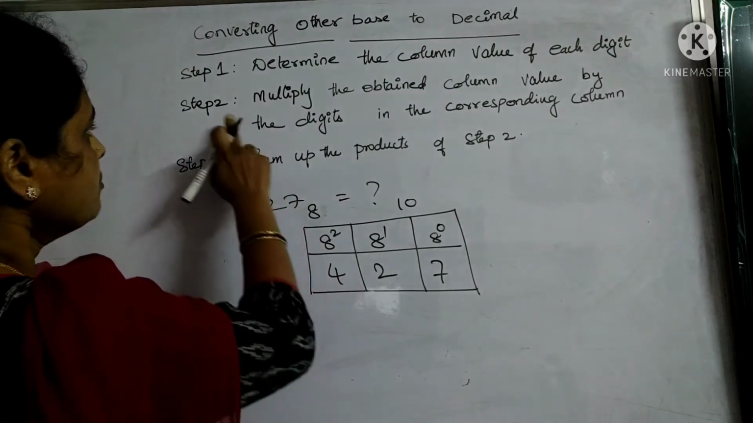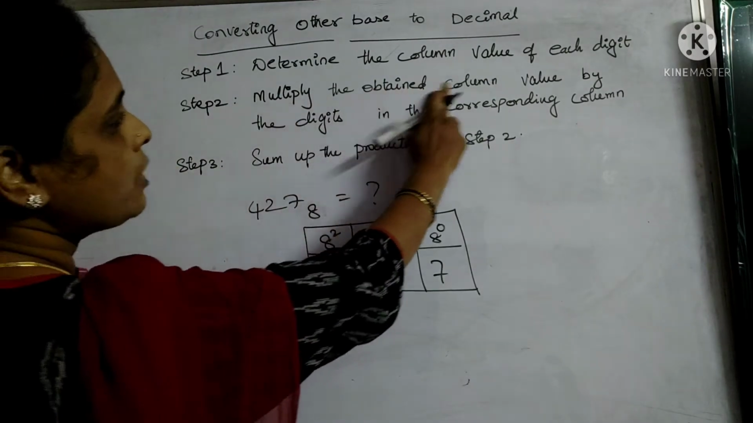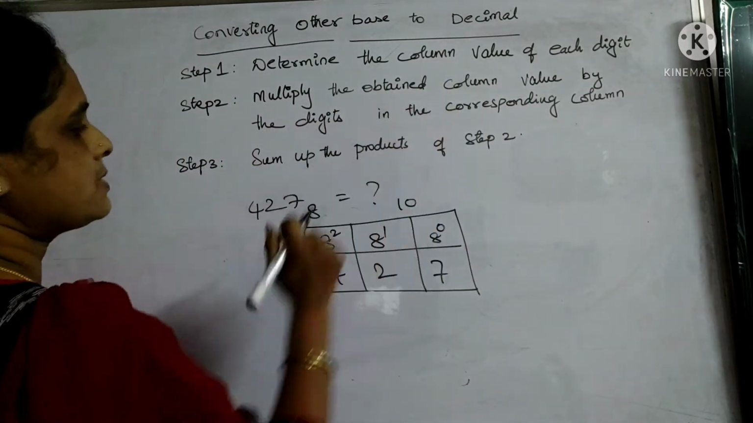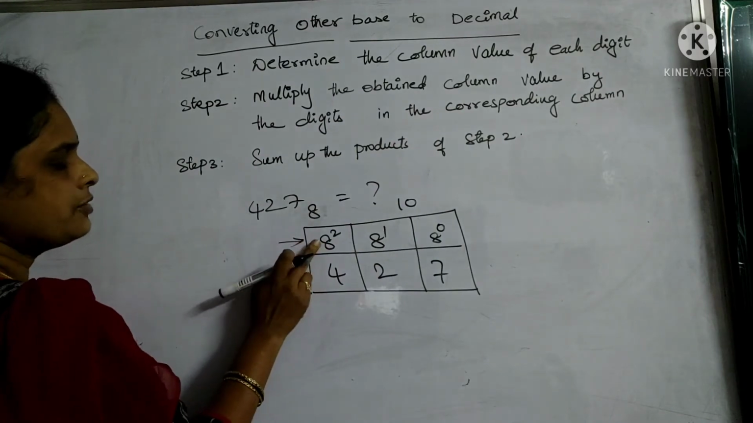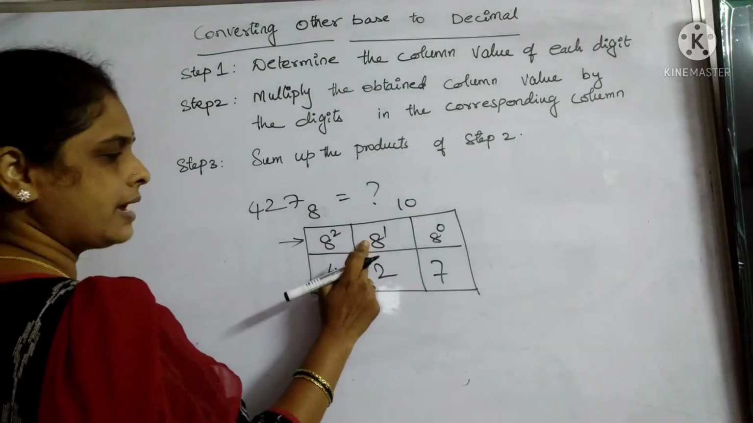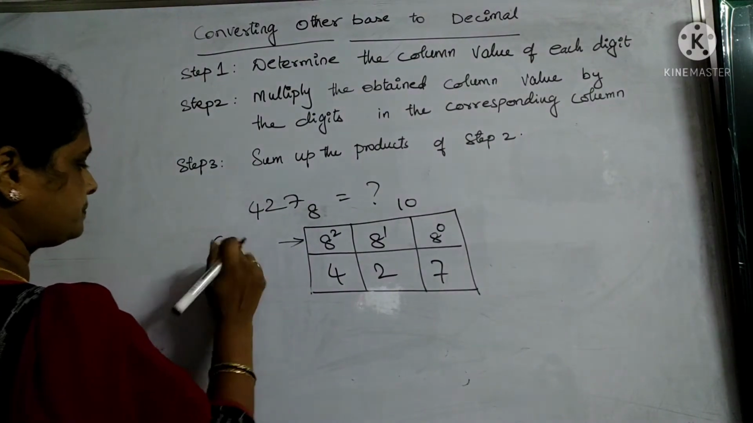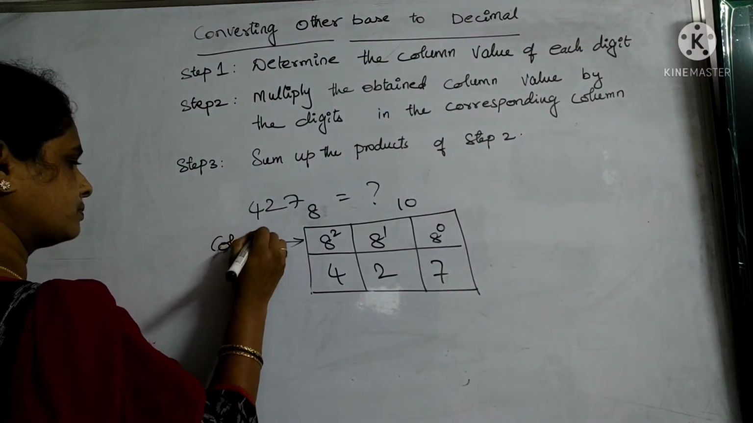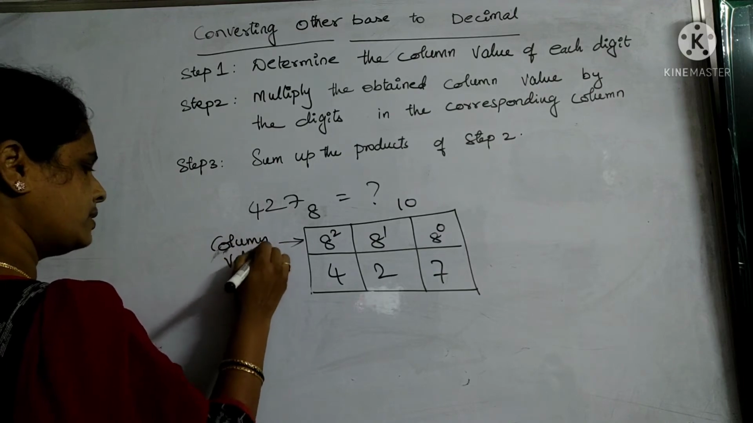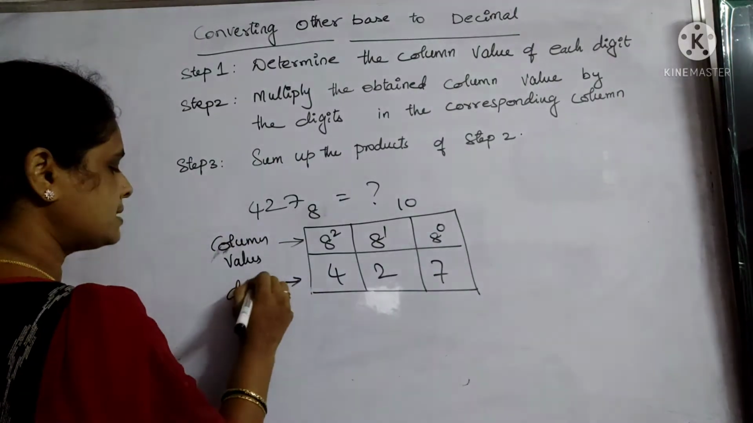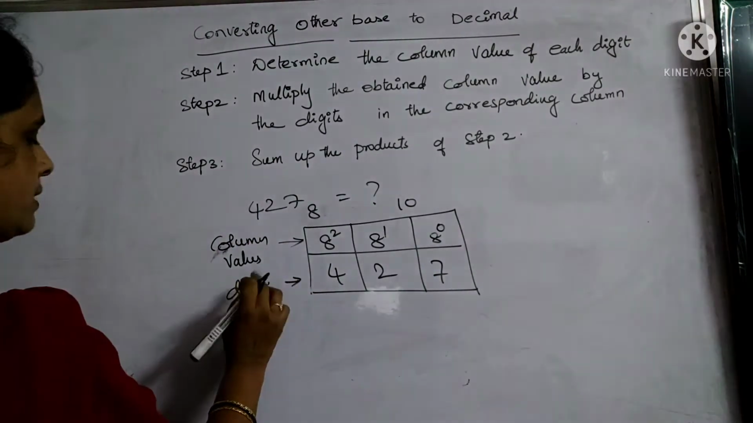Now, what is step 2? Multiply the obtained column value by the digits. What are the column values here? The first one is 64, this is 8 and this is 1. So, these are the column values, and these are the digits we need to calculate with.